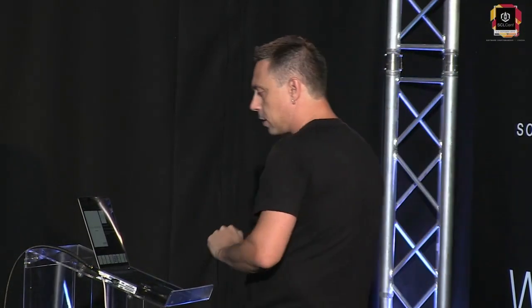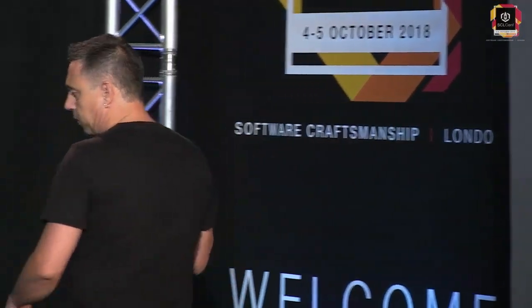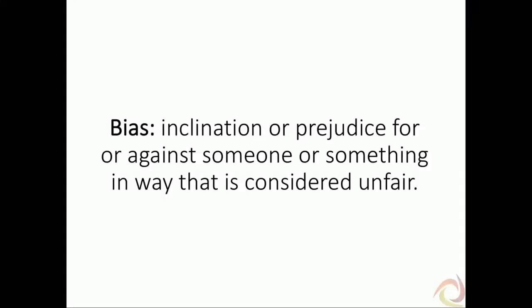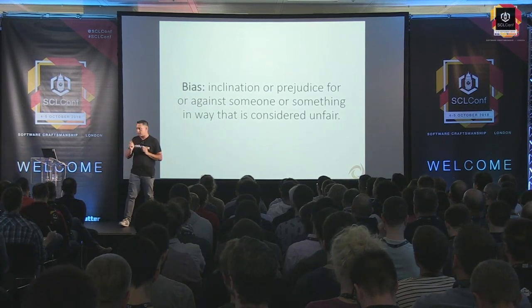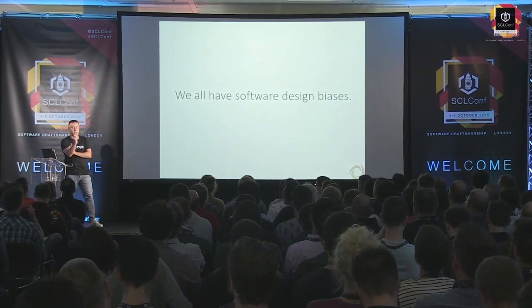There's no way in hell that I will be able to say everything I need to say in 45 minutes, so I'm going to go straight to it. Bias: an inclination or prejudice for or against someone or something in a way that is considered unfair. So why is that relevant to this talk? It's because when you talk about software design, we all have software design biases.